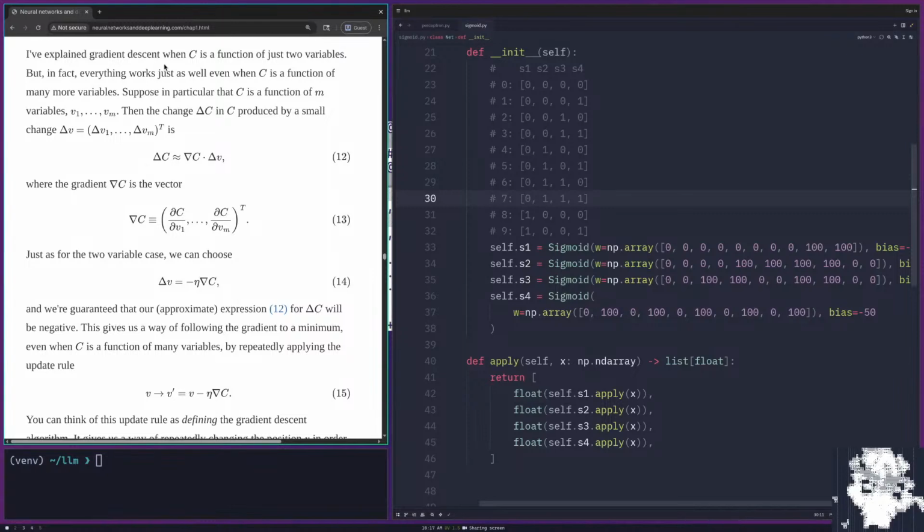I've explained gradient descent when C is a function of just 2 variables, but in fact everything works just as well when C is a function of many more variables. Suppose in particular that C is a function of m variables, v1 up to vm. Then the change delta C in C produced by a small change delta v, with components delta v1 up to delta vm as a column vector, is approximately equal to grad of C dot product delta v, where the gradient grad of C is the vector.